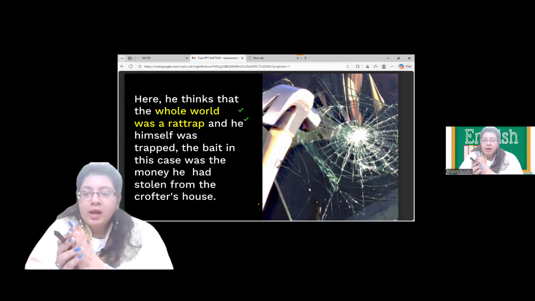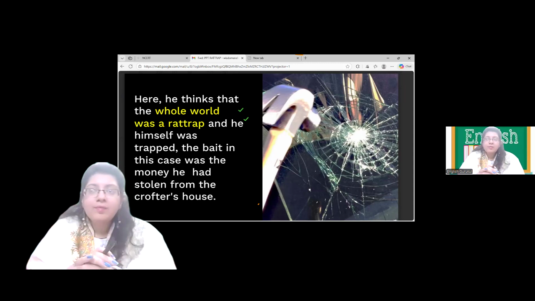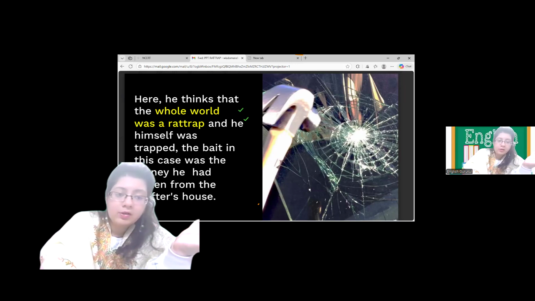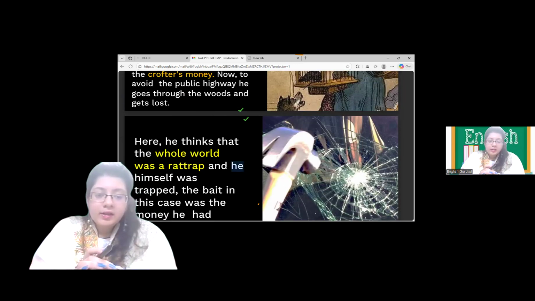Now what would happen to the old crofter? Would he ever trust any person again? No, he won't, right? He won't. So here he thinks that the whole world was a rat trap.